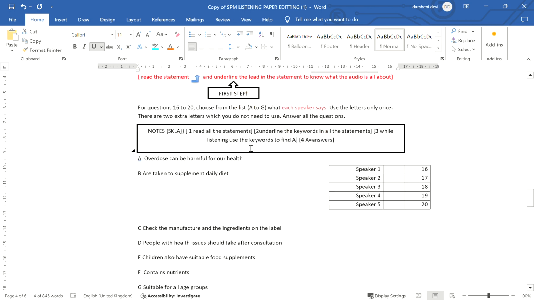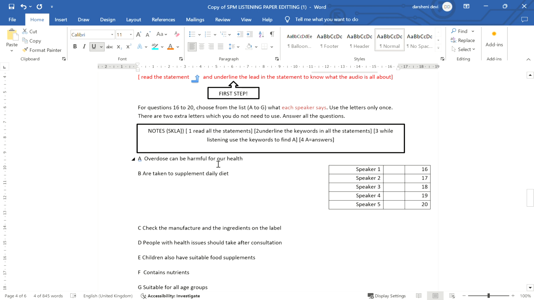Okay, let's look at the notes here. Teacher has written here clearly the notes. First read all the statements. So when you're given time, please read all the statements and then underline the keywords in all the statements. Okay, as I said before, keywords are words that can help you to find the answer. You will also hear them in the audio. So number 3, while listening, use the keywords to find the answer. And 4, answer. Okay, let's look at here.